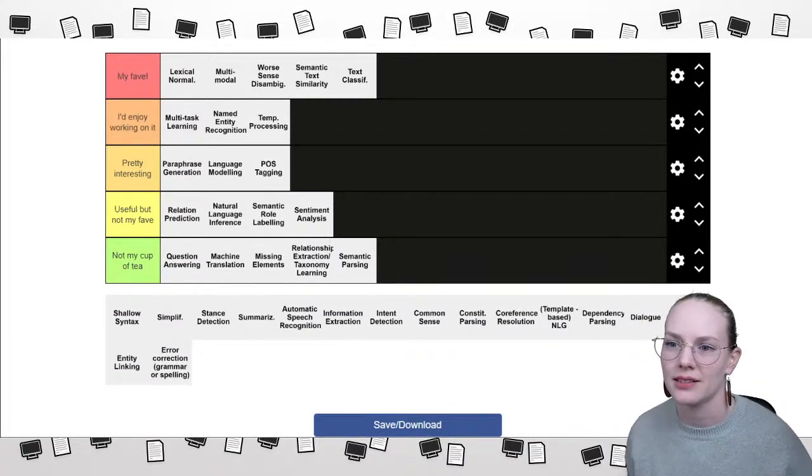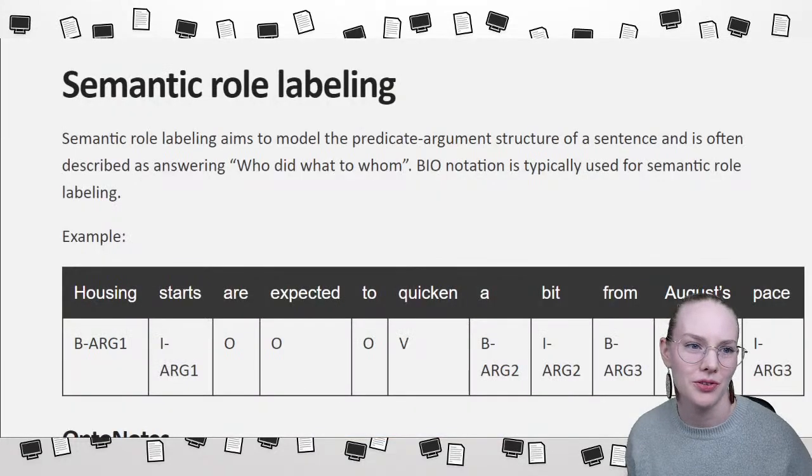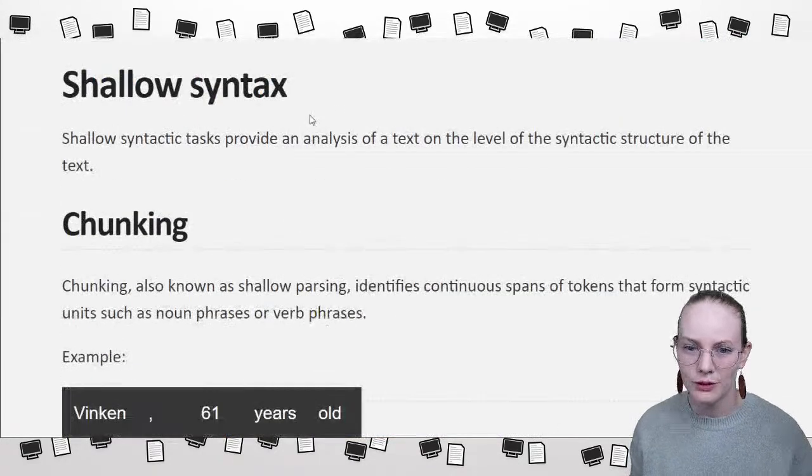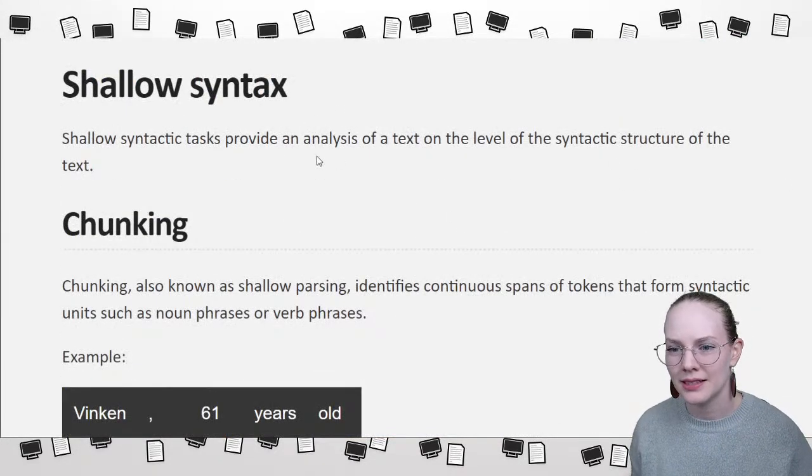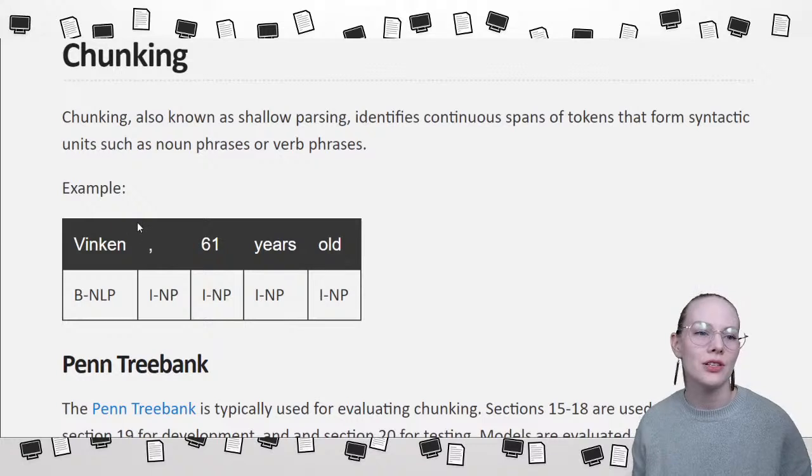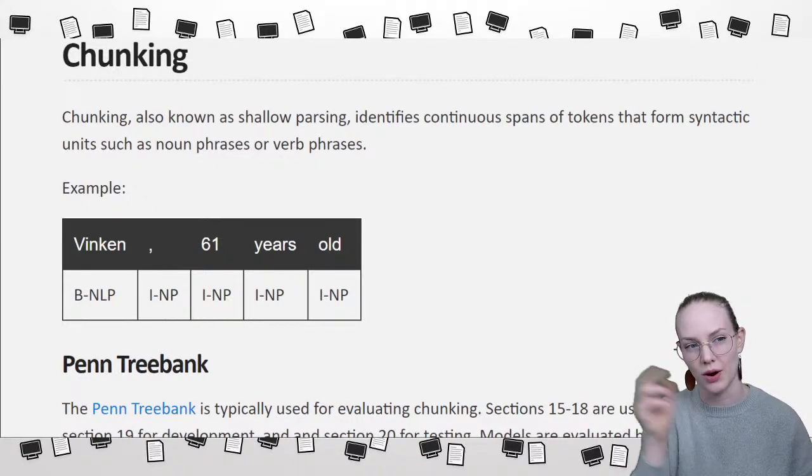Shallow syntax. I don't think I can put this in my own words very well. An analysis of the text on the level of the syntactic structure of the text. Okay, so this is just like drawing borders between syntactic phrases so you can break sentences apart.